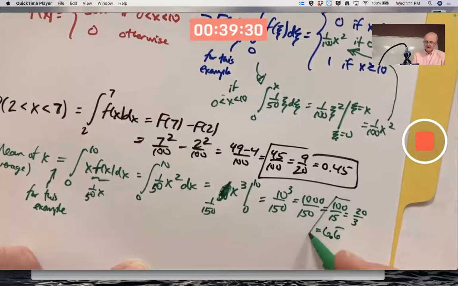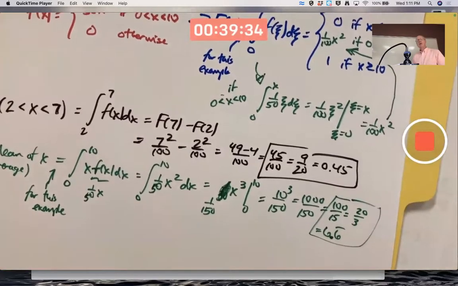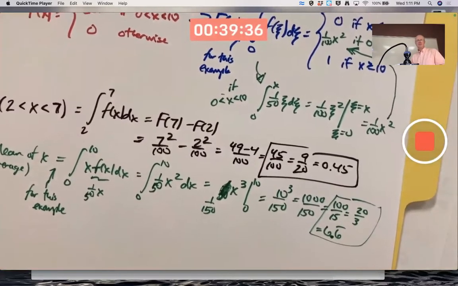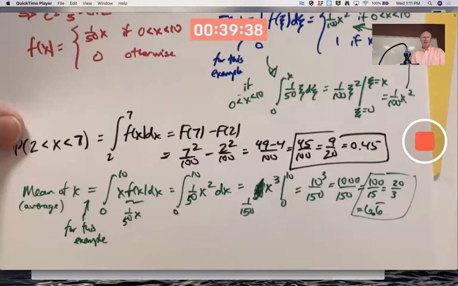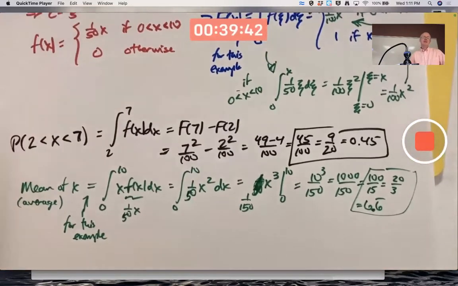Any of these answers is fine. That's the theoretical mean. Oh, my writing is really slanted there. Does simulation match theory? Let's see.